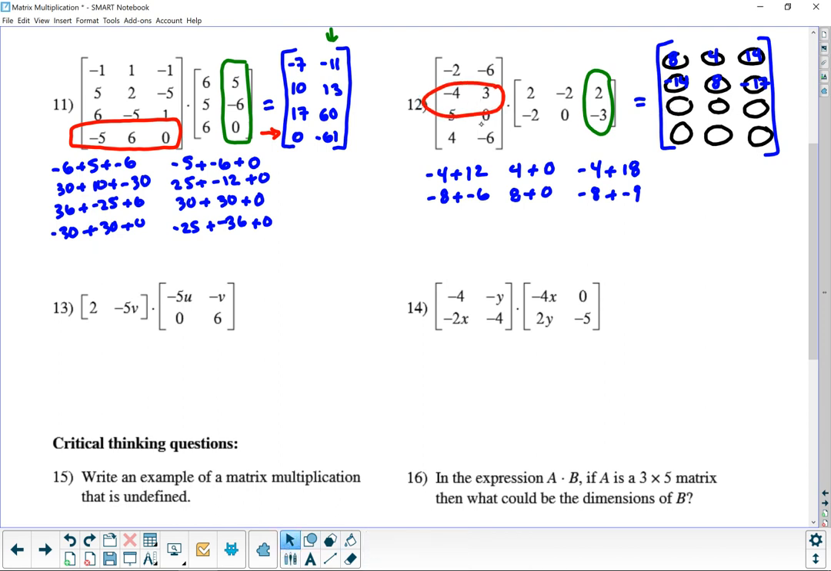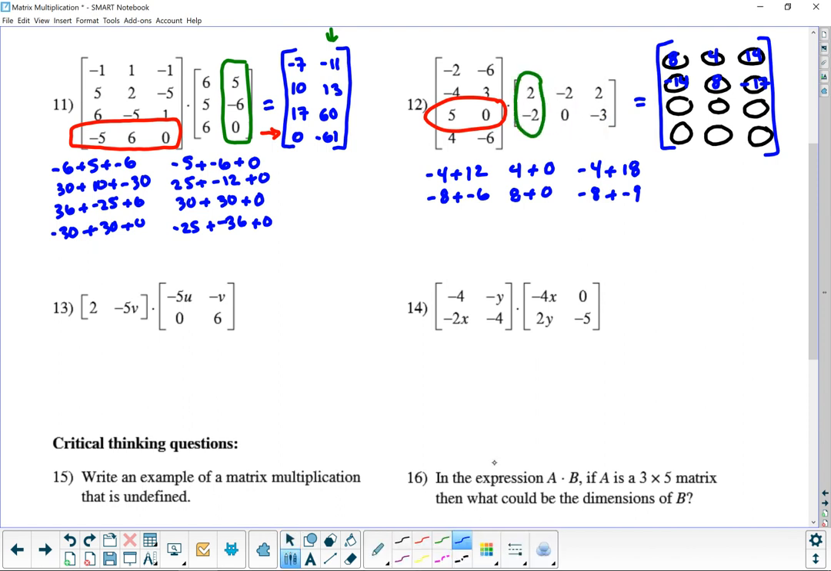Okay. I need to go to the third row. So third row, and I need to start back at the first column. Okay. So 5 and 2 is 10. 0 and negative 2 is 0. So my answer is 10 for this row. 5 and negative 2 is negative 10 plus 0 and 0 is 0. So my answer is negative 10 for this next entry. And move this over. 5 and 2 is 10 plus 0 and negative 3 is 0. So my answer is 10 for this entry.